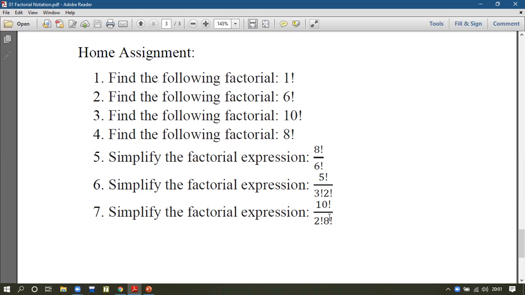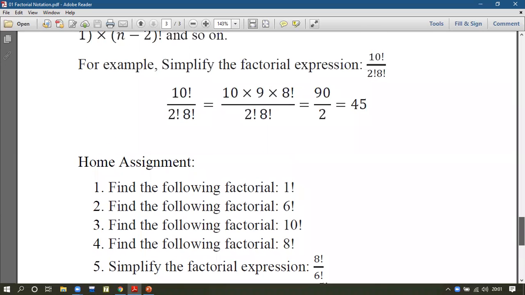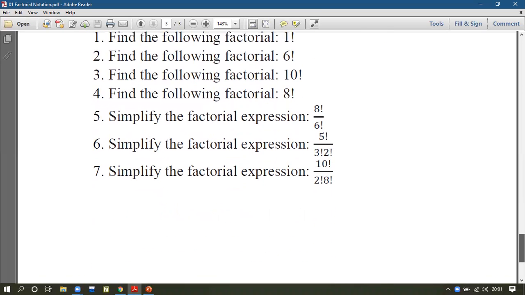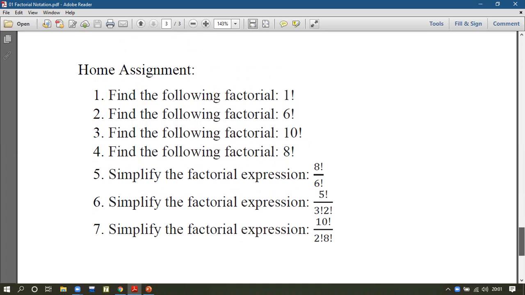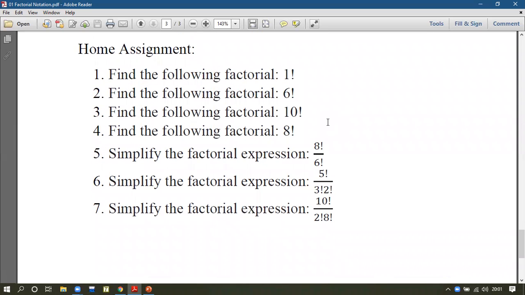Similarly, we can find this one, factorial 10 divided by factorial 2 and factorial 8, which we have already solved. Did you already solve the last question?